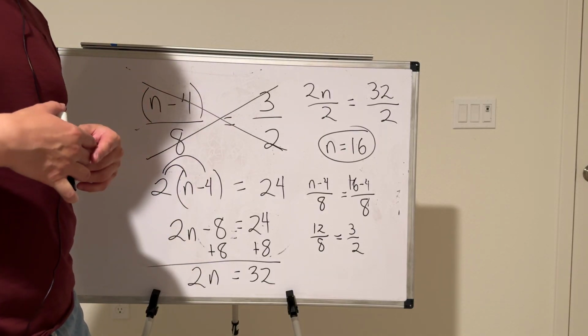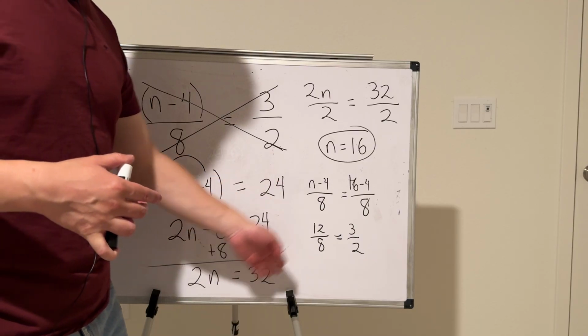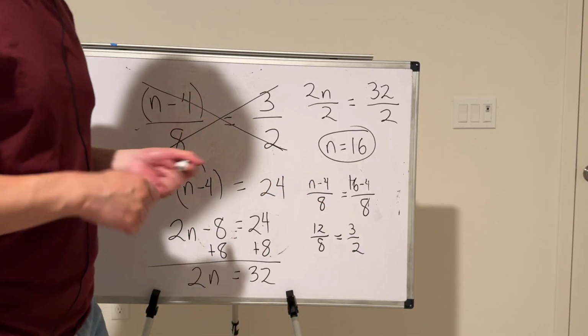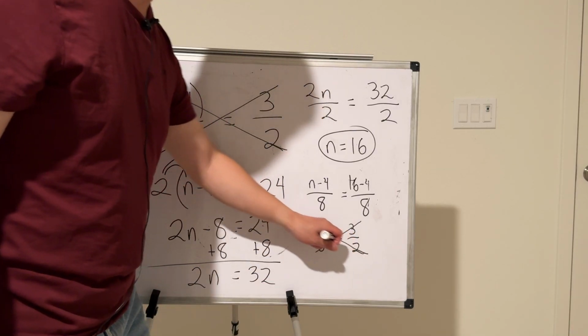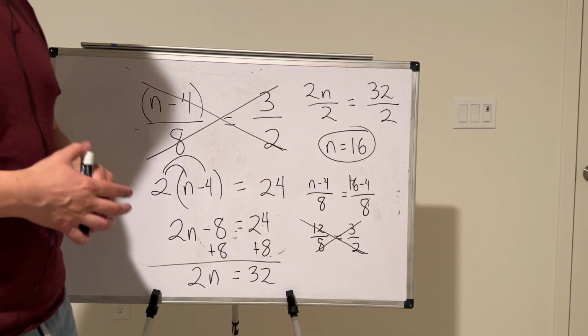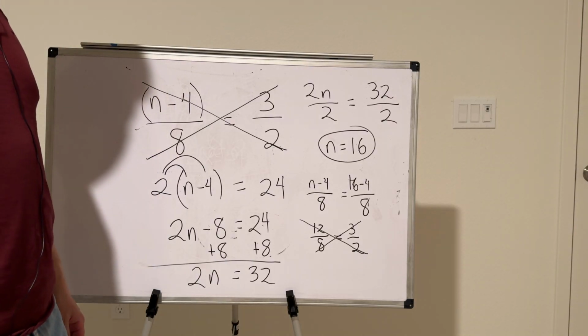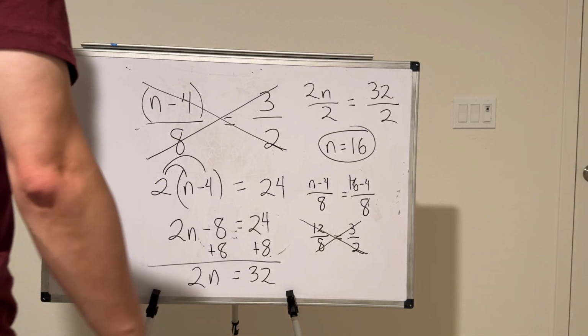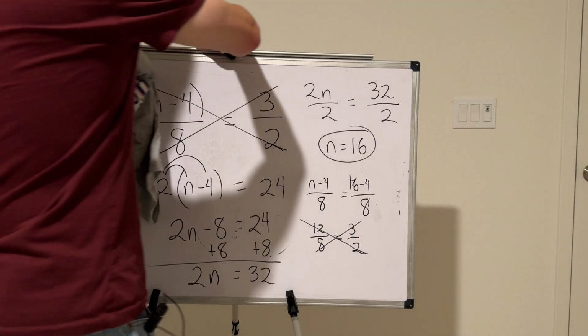But the other way that we can check a proportion, if this truly is a proportion, is by cross multiplying. And you'll see that 8 times 3 is equal to 2 times 12. So we solved for the correct value of n. All right. So let's go ahead and go on to the next example.